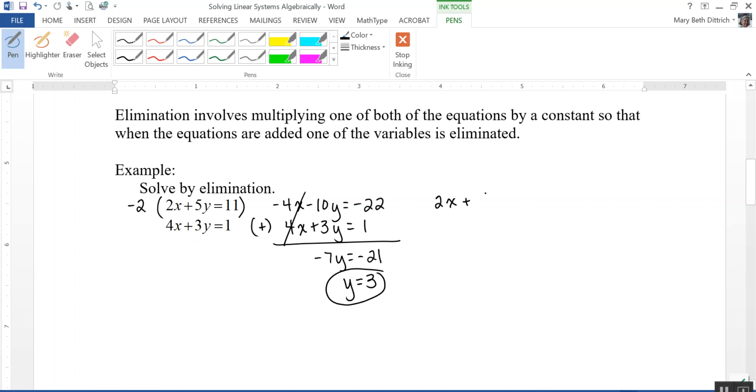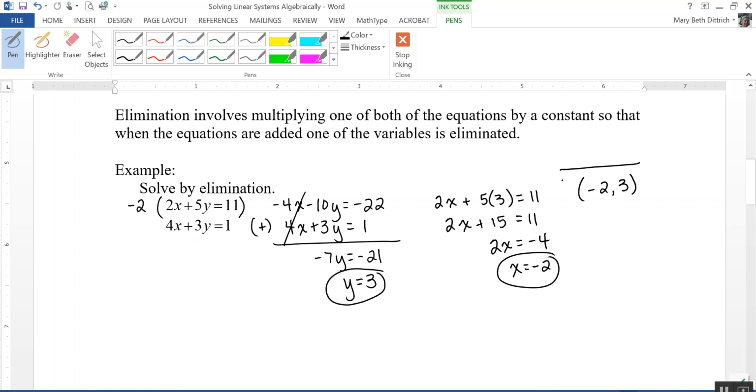So 2x plus 5 times 3 equals 11, or 2x plus 15 equals 11. Subtracting 15 on both sides gives me 2x equals negative 4, and x equals negative 2, which gives me the ordered pair negative 2, 3.